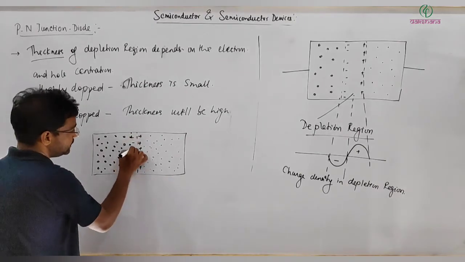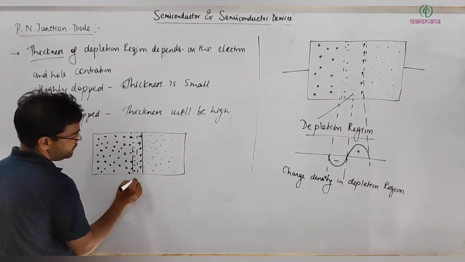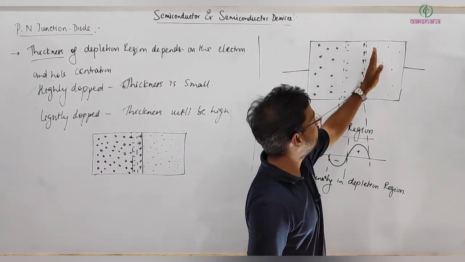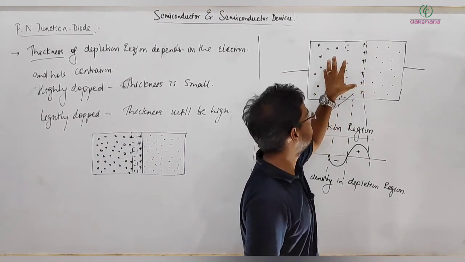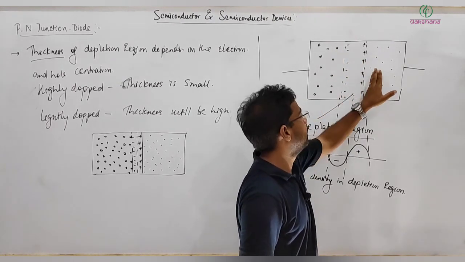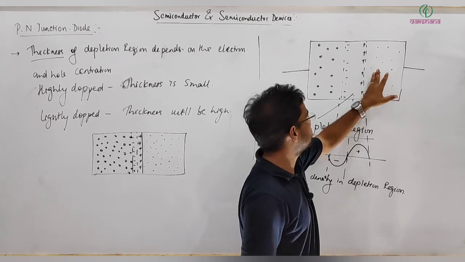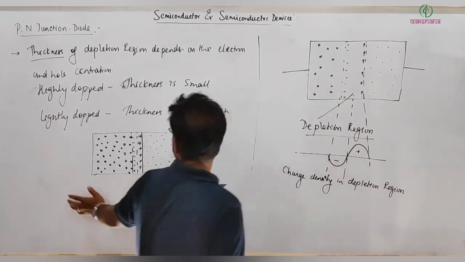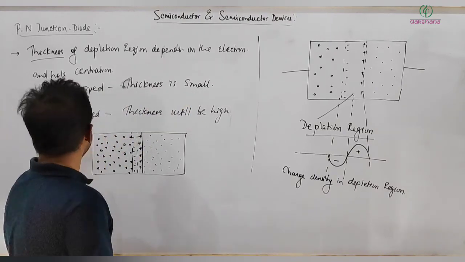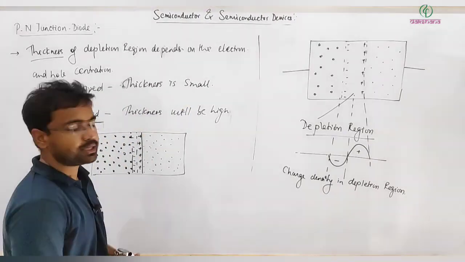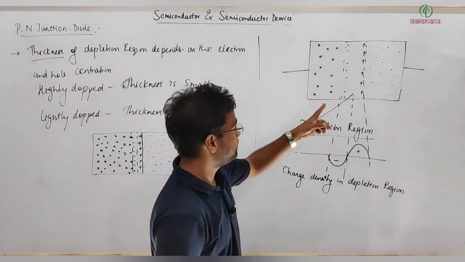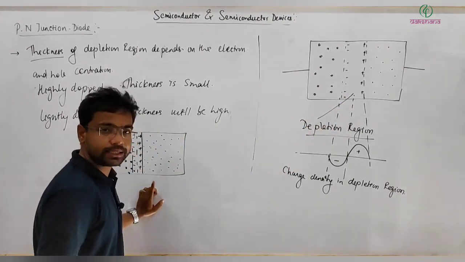So that results in this thickness being small when it is highly doped. When it is lightly doped, there is more probability that more holes can diffuse even from a far away region, and even from a far away region electrons can diffuse to this side. That's why in a highly doped region the thickness is small, and in a lightly doped semiconductor the thickness will be high, right? This is about the depletion region, its variation and thickness.